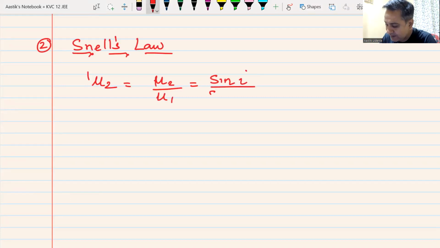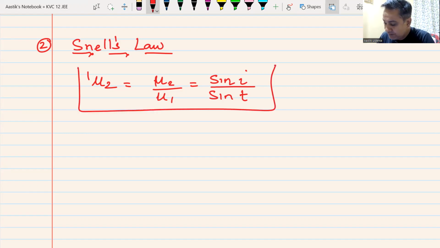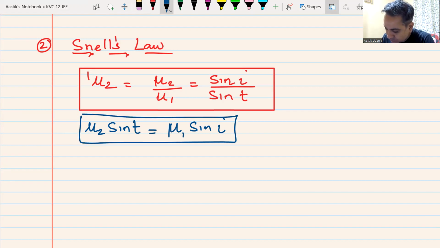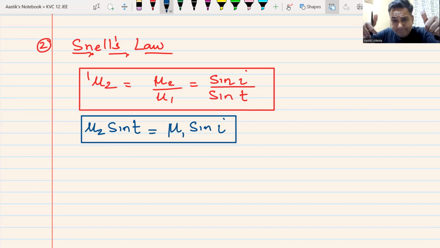Sin I by sin R. I write it as R, I write T for transmission. Do we understand this? Instead of R, I'm using T because R is used for reflection, so I don't repeat it. This is very simple. We all know this. So now I can write it in the way that you said also: mu2 multiplied by sine of T is equal to mu1 multiplied by sine of I. Do you understand this?